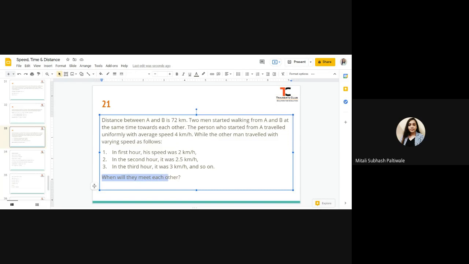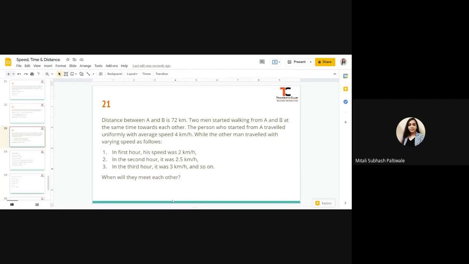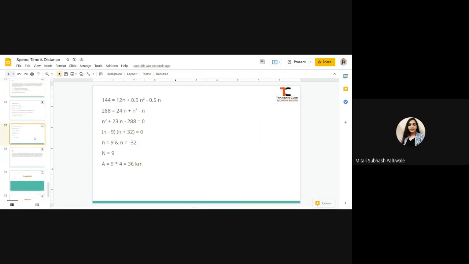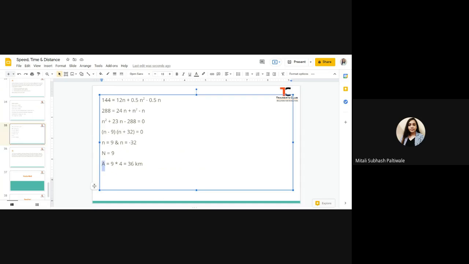So the question is about when they will meet each other. A and B will meet after 36 kilometers, because this guy B will take 9 hours to complete the entire journey. So do we subtract 72 minus 36? No, there is no need of subtracting. See, if we're just finding out, 72 ka half is nothing but 36 only. So we can do it that way, in case the question comes in that, so I am asking.